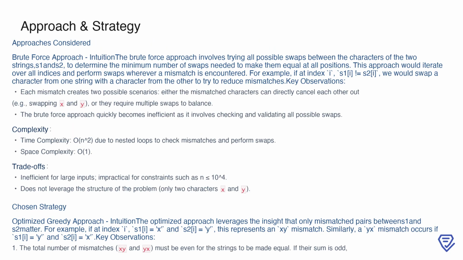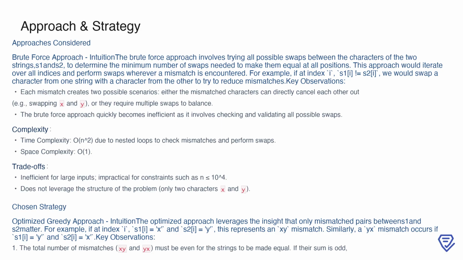To solve this problem, we first need to consider a brute force approach. The brute force method involves examining all possible swaps between the characters of the two strings, S1 and S2, to minimize mismatches at each index. For example, if the characters at index i of the two strings are not equal, we attempt swaps to see if they bring the strings closer to alignment. However, this approach is highly inefficient.